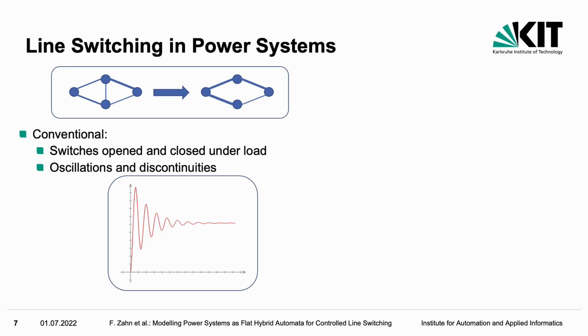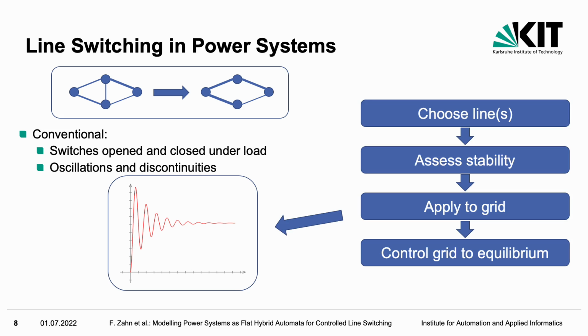In practice, line switching often is done by opening or closing the switches of the line under load. This causes oscillations and discontinuities in the grid. A system operator would do the following steps. First, a line or lines are chosen that are to be opened or closed. Then calculations are done to assess the stability before and after the switching, and if the system remains stable, then the switching is applied to the grid, and the grid is left to control itself to a new equilibrium.